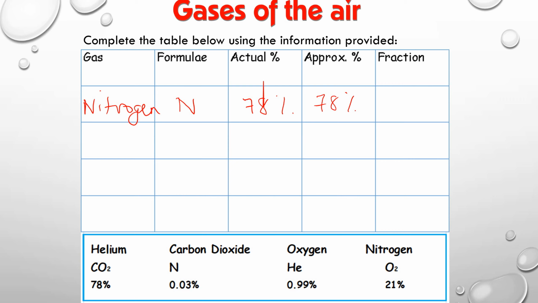The next most abundant is the gas that we need most of. The approximate percentage, 21%, and that is our friend Og, the oxygen molecule, O2. But the actual percentage is actually 20.95%.